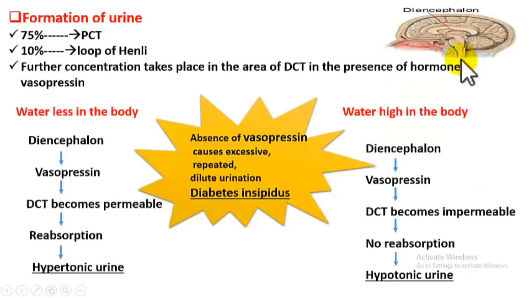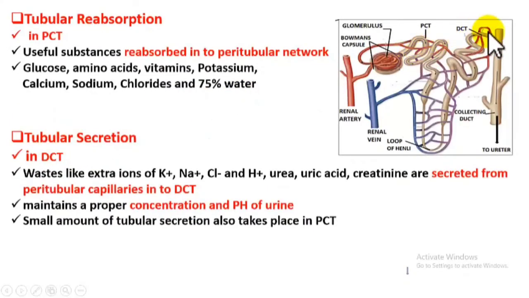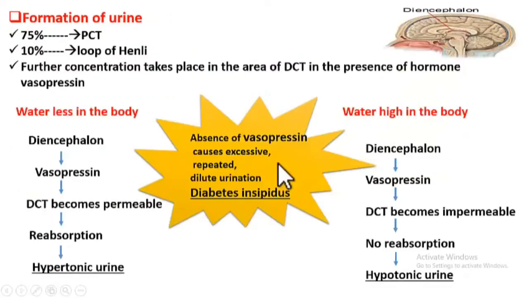So that is the action of vasopressin. Because water has been reabsorbed back into the blood vessels, the urine now contains very little water with more solutes. Such a urine is what is called hypertonic urine.